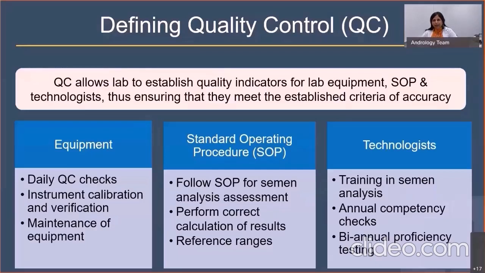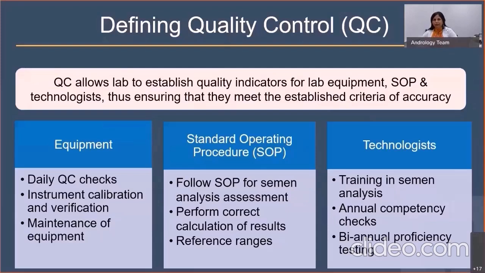The second element is the standard operating procedures or the protocols. So all of the procedures that are done, and this applies to all processes within the lab. It includes having a standard operating procedure for quality control itself, for all of the tests that are done within the lab, and delegating the various functions within the lab.